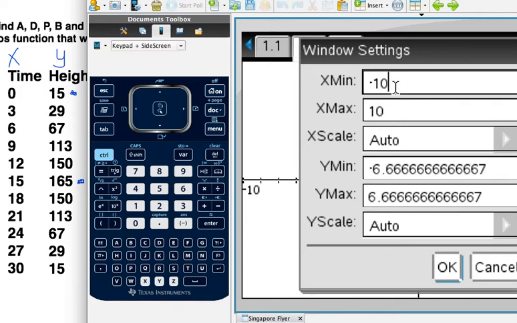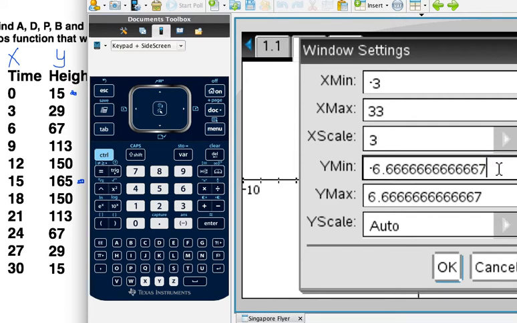So we're probably going to do increments of 3. So let's do -3 for our X minimum. And our X maximum, you know what, we want a little bit more than 30. Let's do 33, and with a scale of 3.